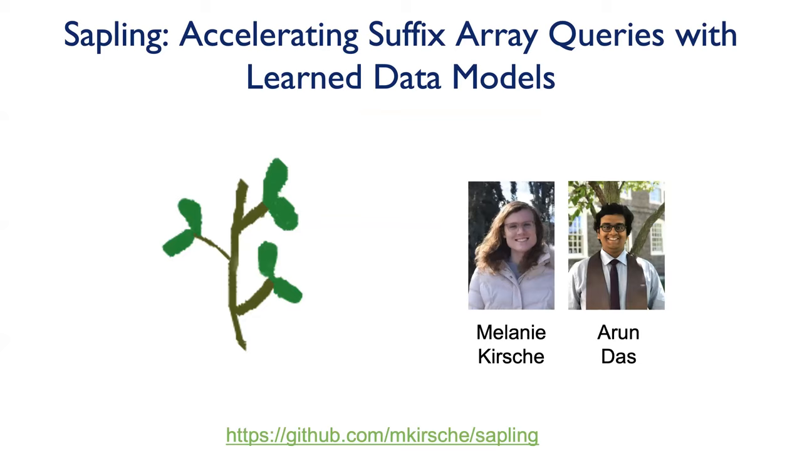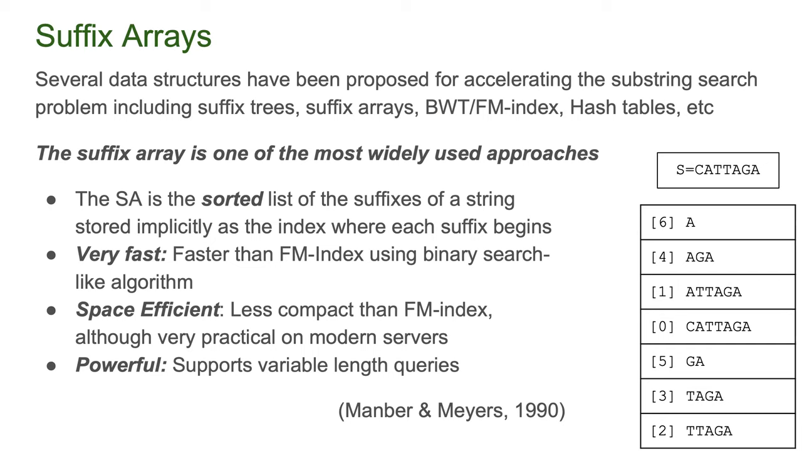This is led by a couple of my PhD students, Melanie Kirsch. She's an awesome senior programmer and student that has been researching these and supported by Arun Das, another of my PhD students. So the basis of this project is to enhance and accelerate a very widely used data structure called a suffix array. So a suffix array is an index structure for text information. So this could be genomes where it's ACGT, ACG, ACGT, but it's also widely used in other applications, any sort of text mining applications.